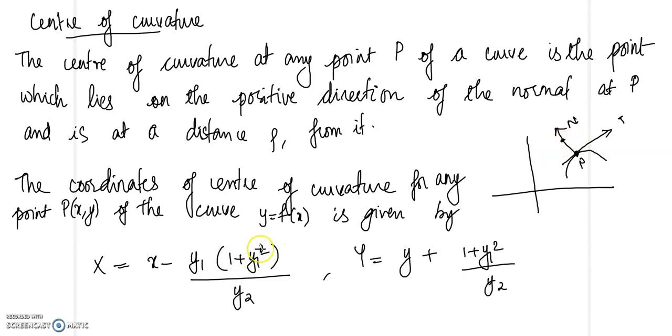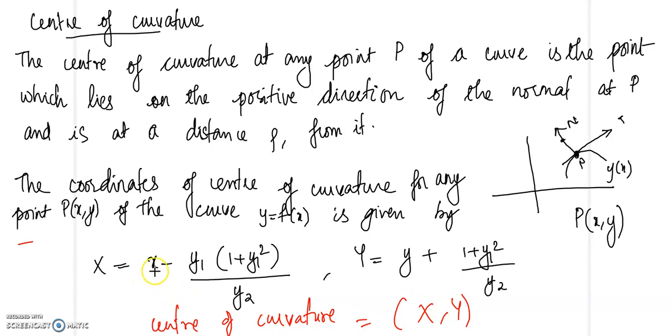And once you are given a function y equal to f of x and a point P with coordinates x, y, the formula for the center of curvature is as follows. We usually represent it by capital X, Y, where capital X is given by x minus y1 into (1 plus y1 square) by y2, where y1 is dy by dx and y2 is d square y by dx square. And capital Y, the y coordinate of the center of curvature, is y plus (1 plus y1 square) by y2.